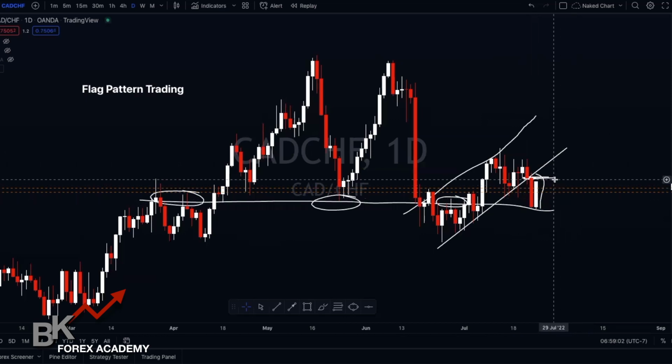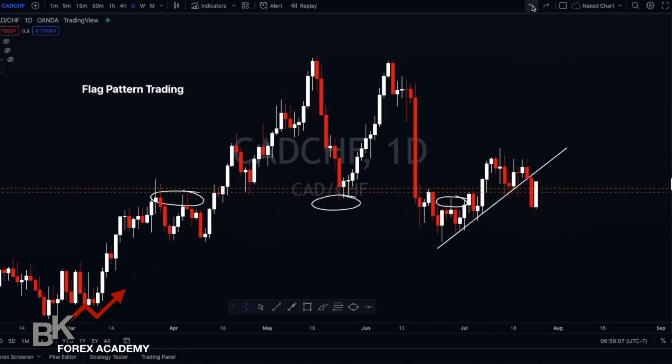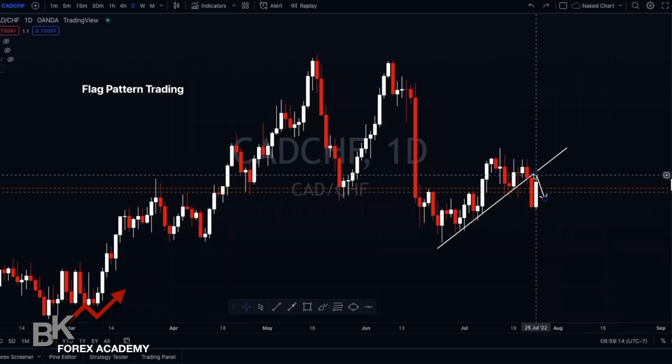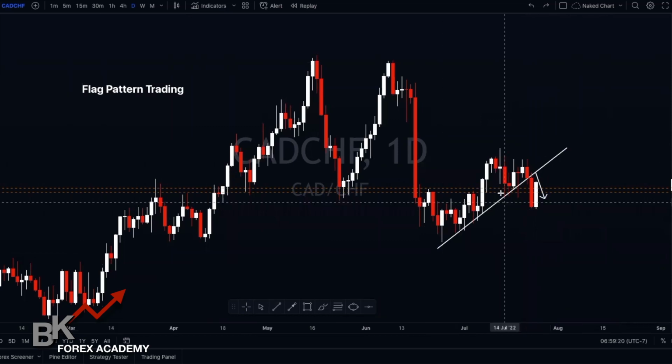Okay, so I've gone over entry, I've gone over stop. Now let's talk about targets. So when you are trading flags, you're looking to trade the break of that flag, right? So let's look at this flag here. If the price broke out, now one thing you could do is trade with multiple positions. Your first position, you simply could take profit at the first zone.